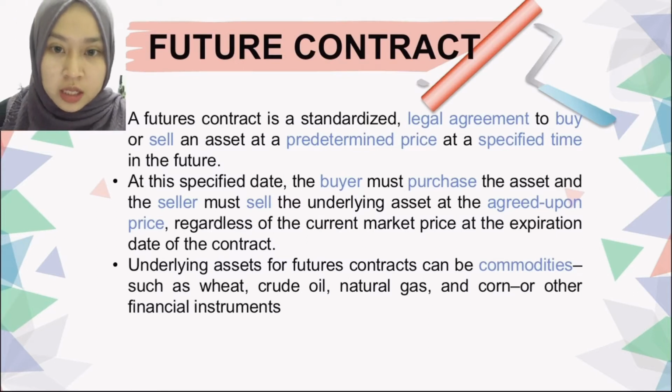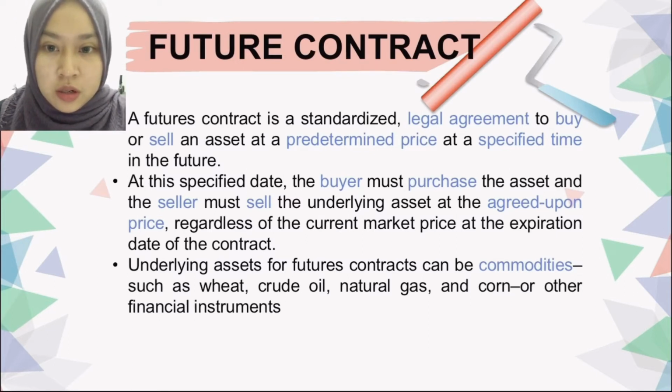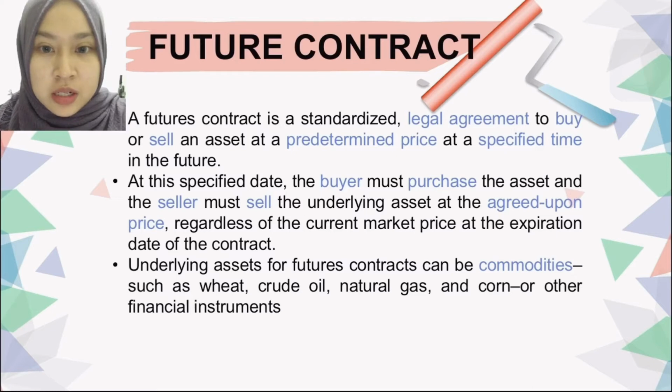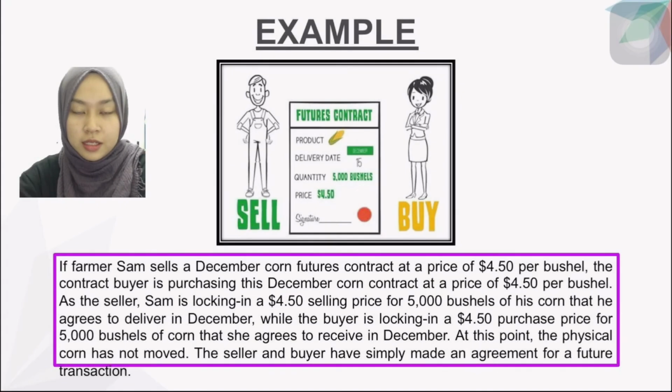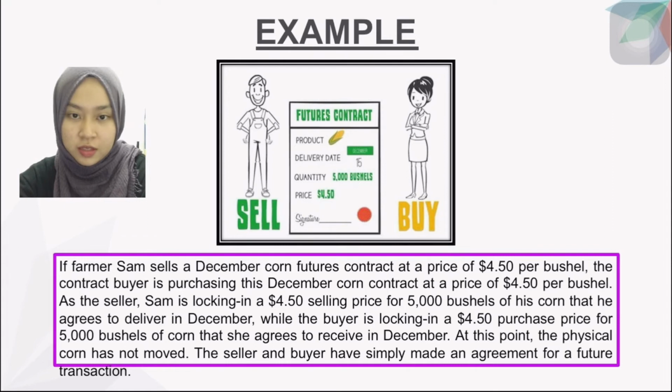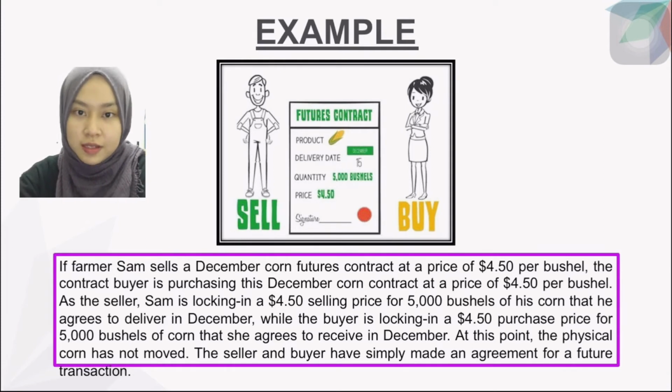The underlying asset for futures contracts can be commodities such as wheat, crude oil, natural gas, and corn, or other financial instruments. This is an example of a futures contract. So let's say there is a seller and a buyer. This seller wants to sell a December corn futures contract at $4.5 per bushel. The contract buyer is purchasing this December corn contract at $4.5 per bushel.